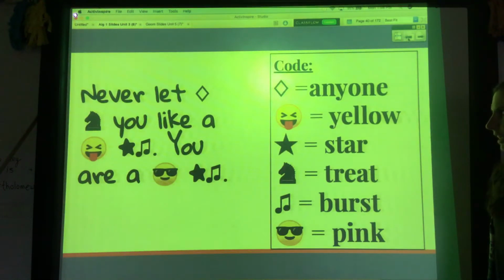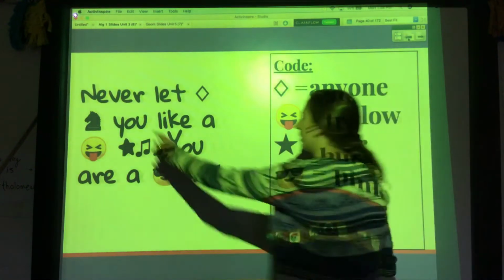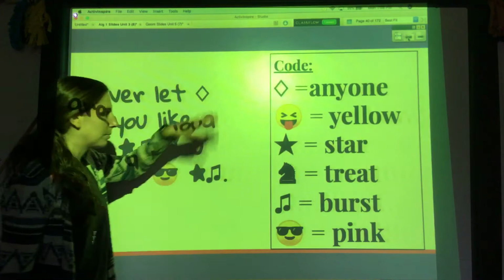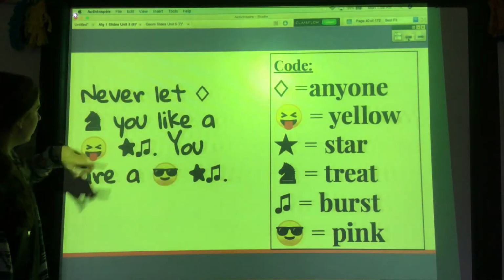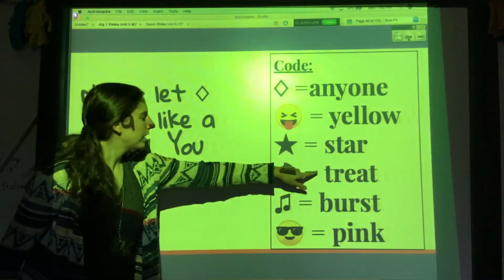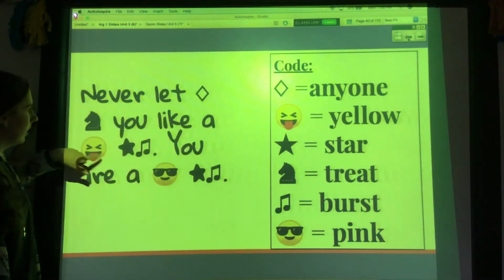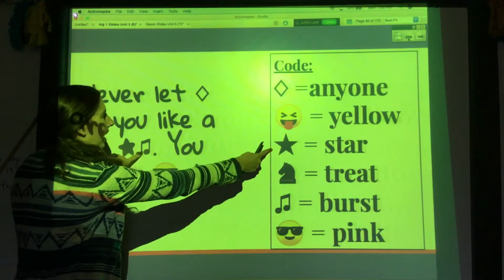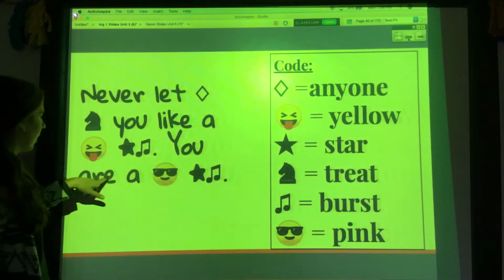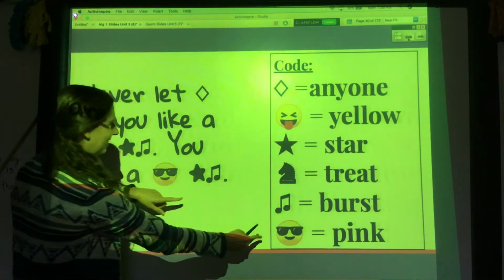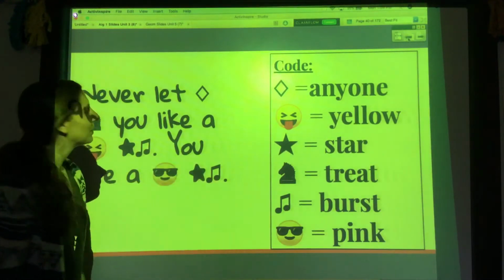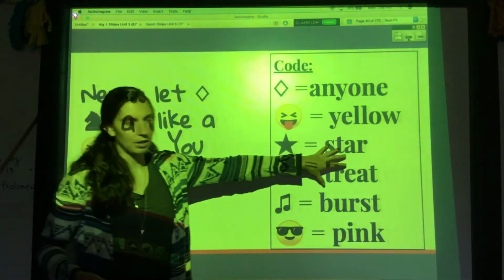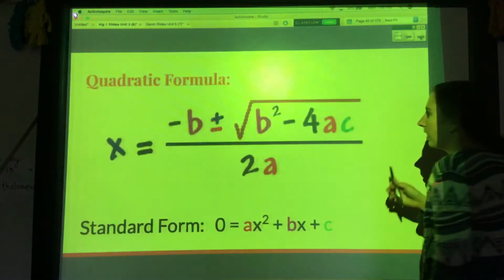Alright, so hopefully you've tried it. It would be never let diamond as anyone, so you put anyone in for diamond. So never let anyone. The little horse here is treat, so treat you like a yellow, and then star, and then burst. You are a pink starburst. Anyway, this is literally a formula. You take out the symbol, you put in what it represents. This is the same thing.